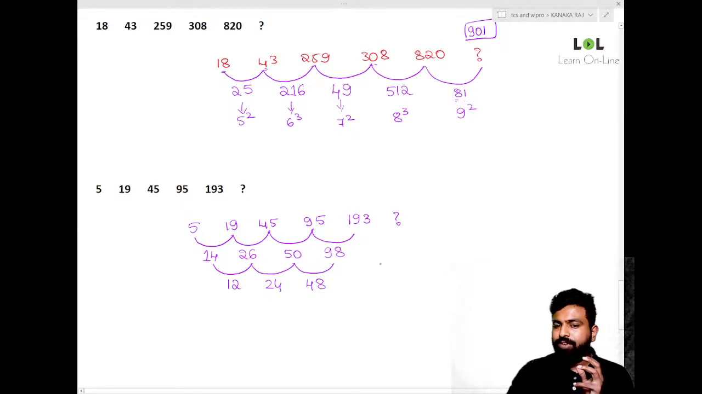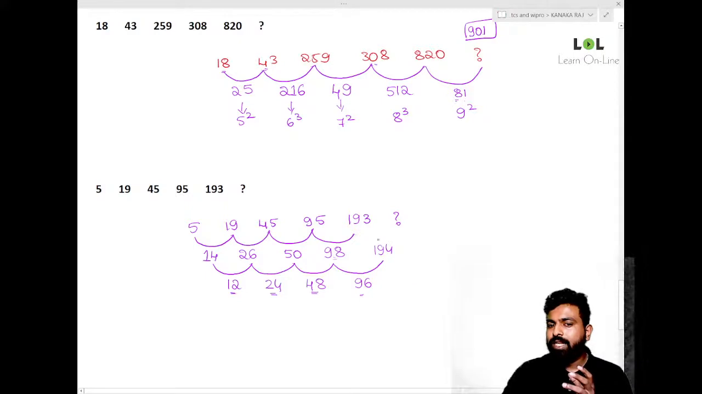What is the next difference here? Next difference, look at this. 12 doubling itself to become 24, doubling itself to become 48. Next will be doubling itself to become 96. 98 plus 96. What will be the difference? 96 plus 100 will give you 196. 196 minus 2, 194. 193 plus 194 gives you how much?